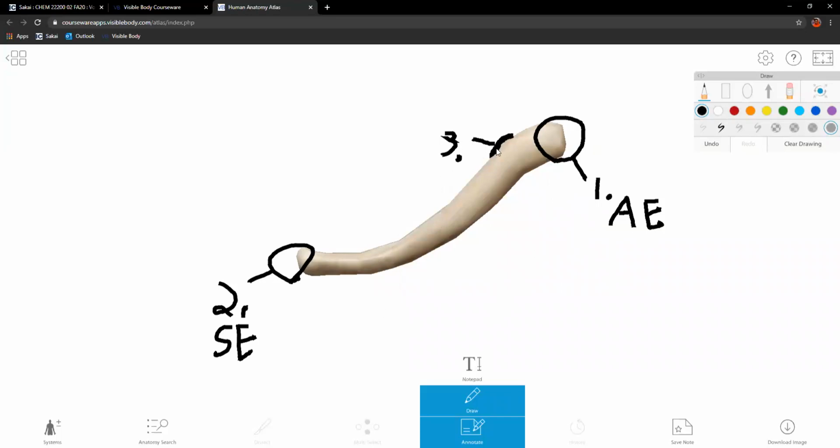Then number 3, this bump right here that I highlighted, this is going to be your conoid tubercle. And this little bump right here, kind of on the opposite side of this smaller curve. All right, so those are all the landmarks, but let's take a look at some different angles to see what everything looks like.